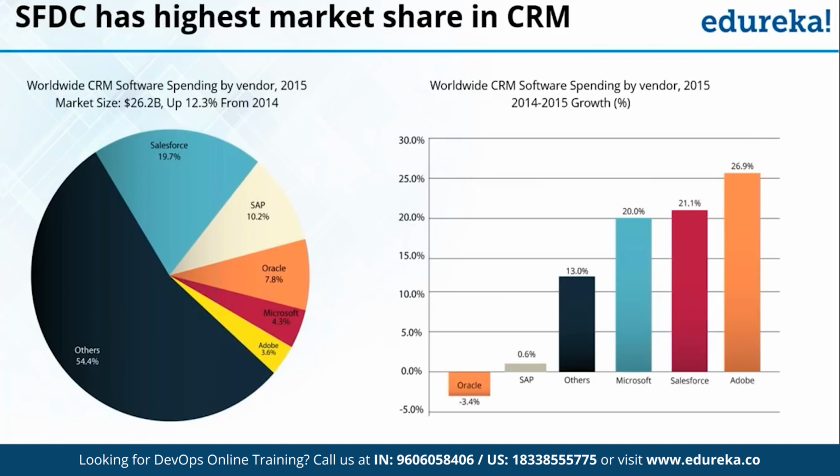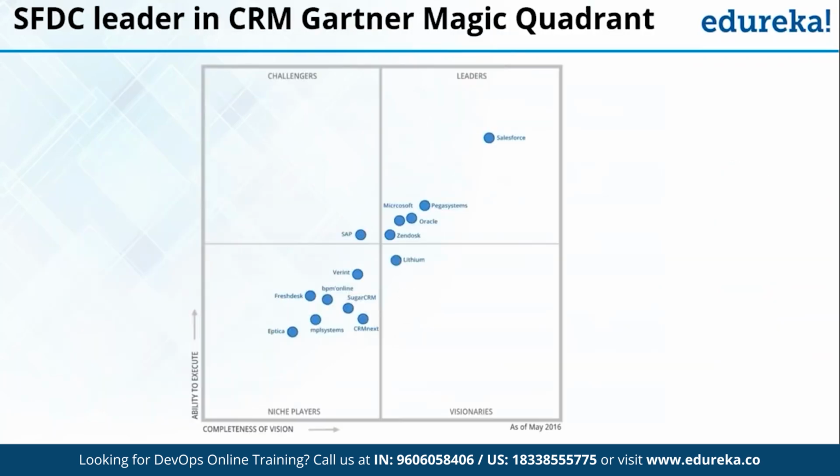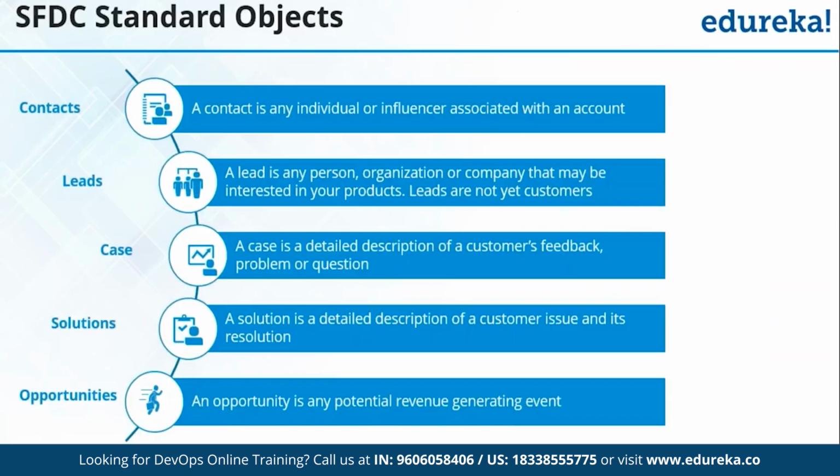So Oracle, SAP, Microsoft, they are less. And the biggest competitor is Microsoft Dynamics. Almost 90% of the features are the same, but we are competitors of each other. So I will discuss towards the practical approach. I'm going to show you how to work with contacts, leads, cases, solutions, opportunities, what all these things are.